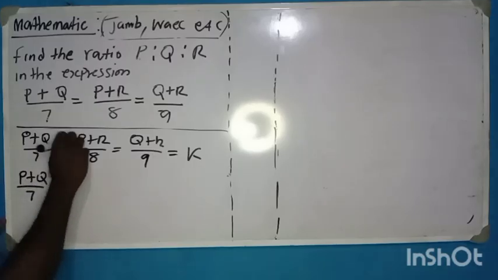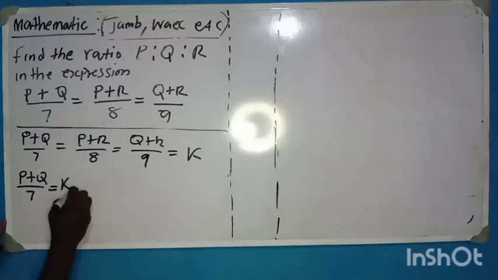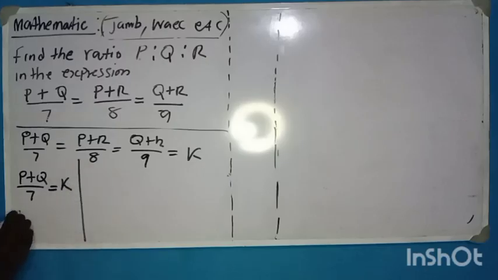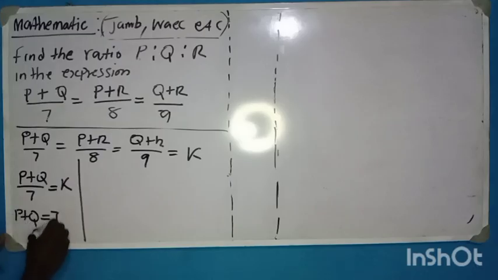So from here you can cross multiply, and then when you cross multiply here, what are you going to have? You are going to have that P plus Q is equal to 7K. That is to say that 7 multiplied by K there. Let's call this equation 1. You name it equation 1.